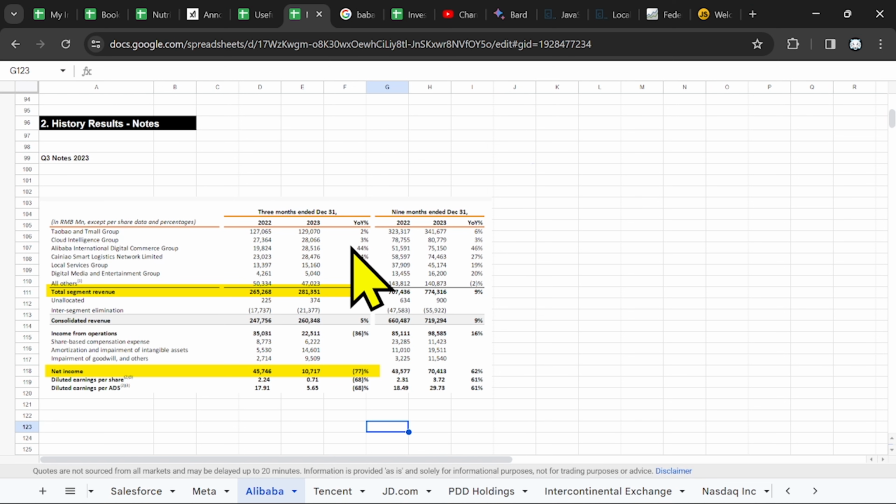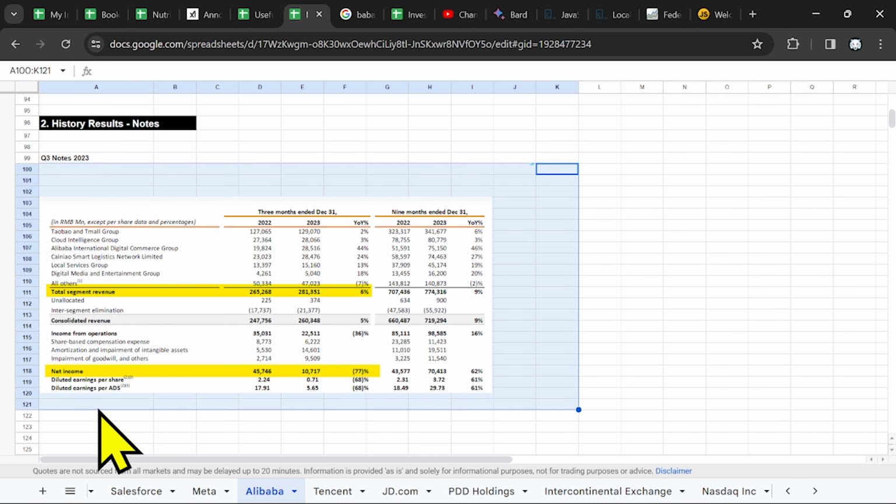This is a good improvement compared to the previous quarter. And international commerce, a growth rate over 40%. That's quite a lot. Cainiao 24%, local services 13%, and digital media 18%. So, how come the revenue has increased so much for some of their segments, but their net income went down so much, over 77%? Why is that?